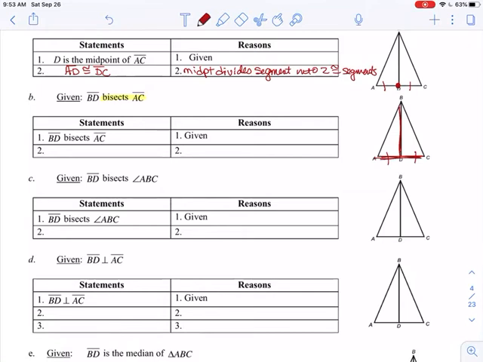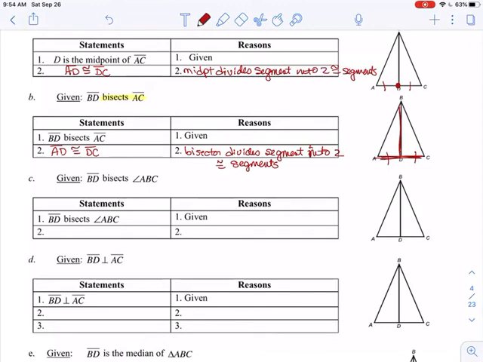So statement 1 is always my given. BD bisects AC, given. Mark your picture so then you know what to write as your statement. If it's a bisector, it's cutting the segment in half. So I actually have the same statement as I did in the proof above. The reason will be a little bit different though. Instead of using that word midpoint, I'm going to use the word bisector. A bisector divides a segment into two congruent segments. And see how I used the symbol for congruent.